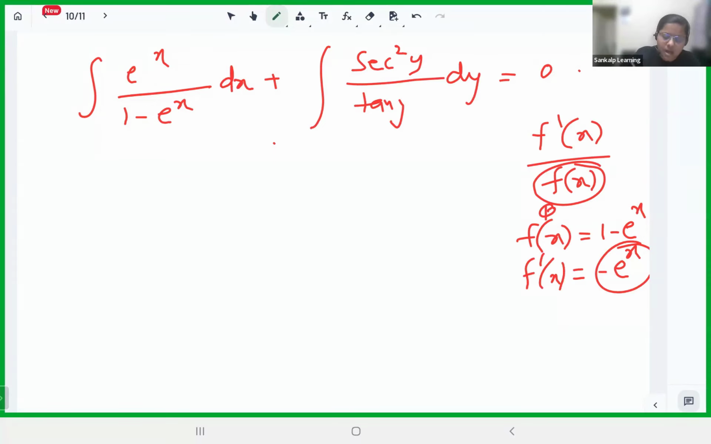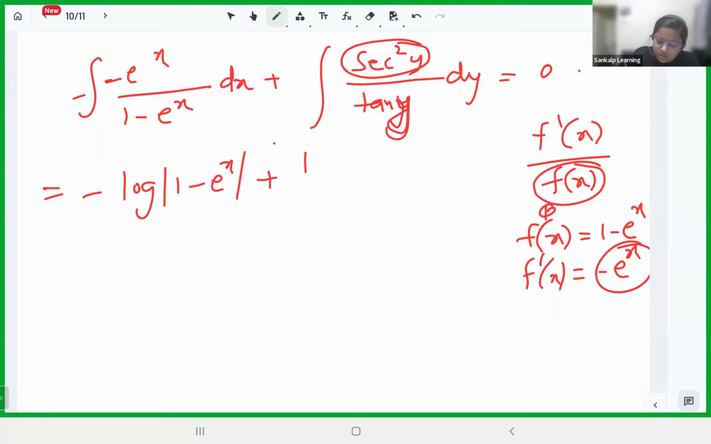But there is a minus less here, so you have to multiply and divide with minus. So this is equal to minus log mod f of x plus, you know, the derivative of tan y is sec square y, so this is log mod tan y. Log mod tan y is equal to log c. The integration constant can be taken as log c.